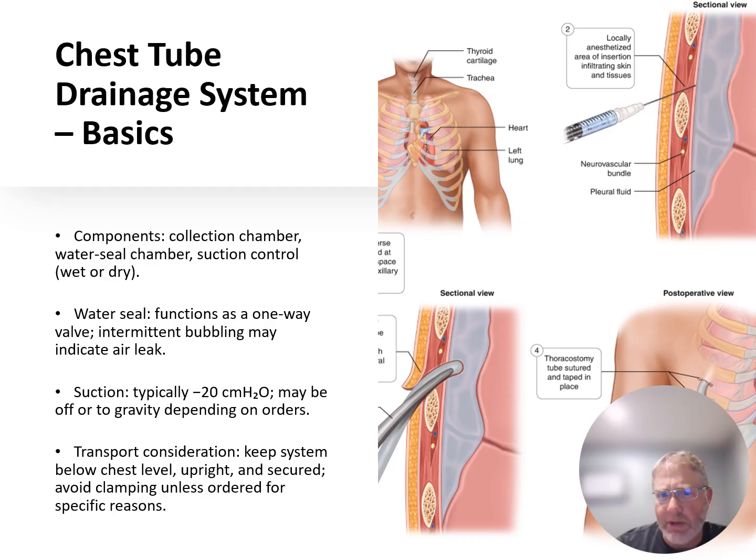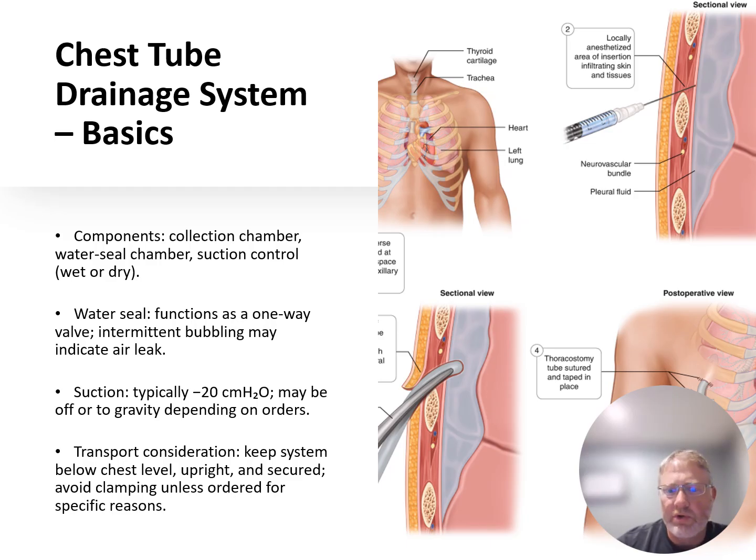Gentle intermittent bubbling can indicate an air leak, while vigorous continuous bubbling may indicate a large leak or a system issue within the chest tube components. The suction is often set at negative 20 centimeters of water pressure, but some patients are managed to water seal or gravity only. So applying active suction is not always what you'll see.